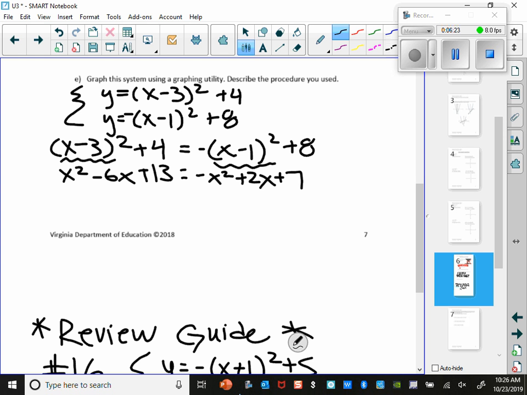So once you're here, think about we were kind of here before. What do we want it to be equal to? 0. So we will add x squared, subtract 2x, and subtract 7.